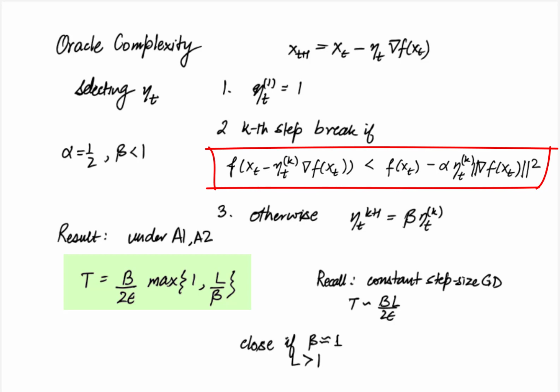It is in fact very close if beta is close to 1 and L is something greater than 1. So backtracking gives us a similar oracle complexity bound, but this time we do not know L. There is some penalty for not knowing L, but that is very small. So let us look at the proof. The first step of the proof here is determining the smallest value of eta that we can have. Note that eta starts with 1 and is reduced by a factor of beta at every iteration.